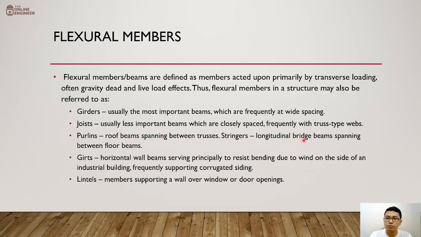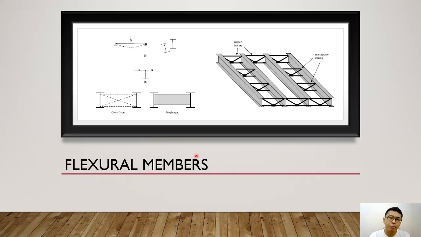Stringers are longitudinal bridge beams spanning between floor beams. And girts are horizontal wall beams serving principally to resist bending due to wind on the side of an industrial building, frequently supporting corrugated sidings, usually warehouses or other industrial buildings. Lintels are small beams placed on top of windows or on top of wall openings, including doors.